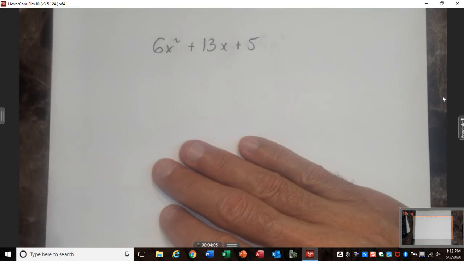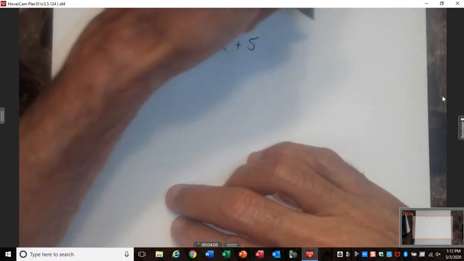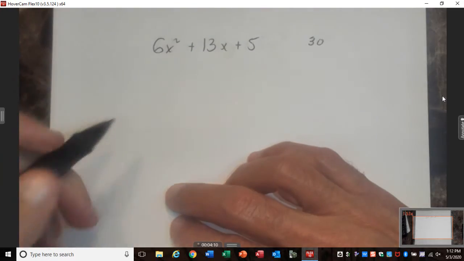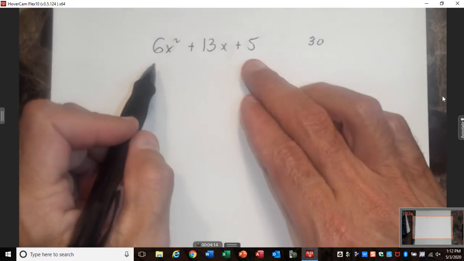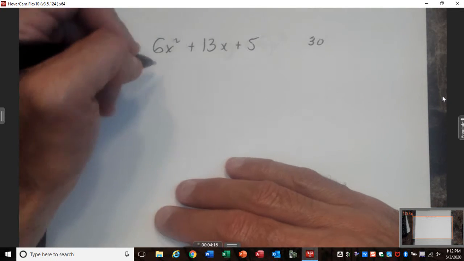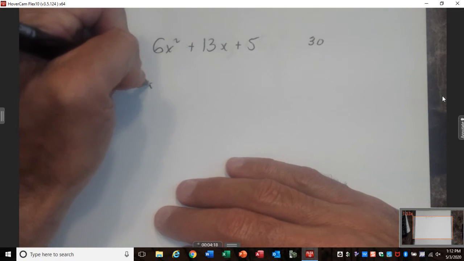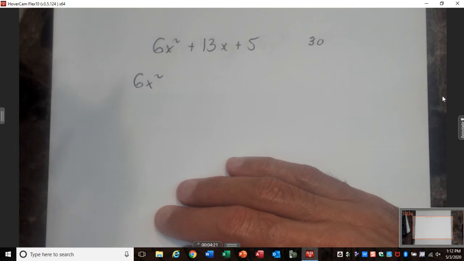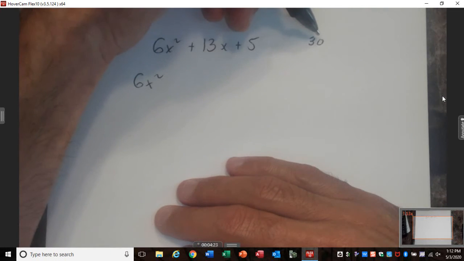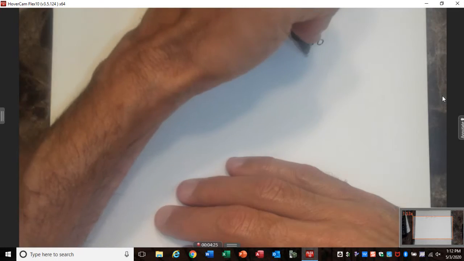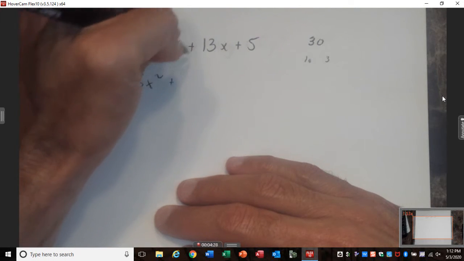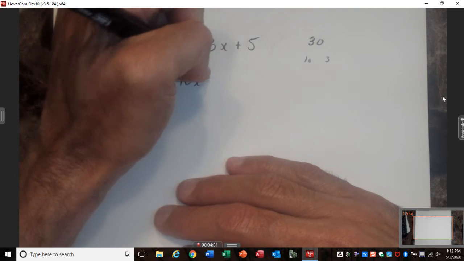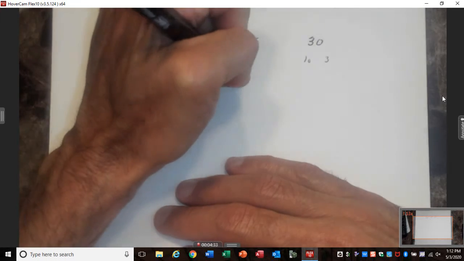Okay, take your 6 and multiply it by 5, and 30 is our magic number. By the way, there's nothing you can factor out here, and these aren't perfect squares. I always ask those questions. Okay, move the 6x squared down. Okay, and then your factors of 30 that add up to 13 are 10 and 3. So we're going to write it as, instead of writing 13x, we're going to write 10x plus 3x plus 5.